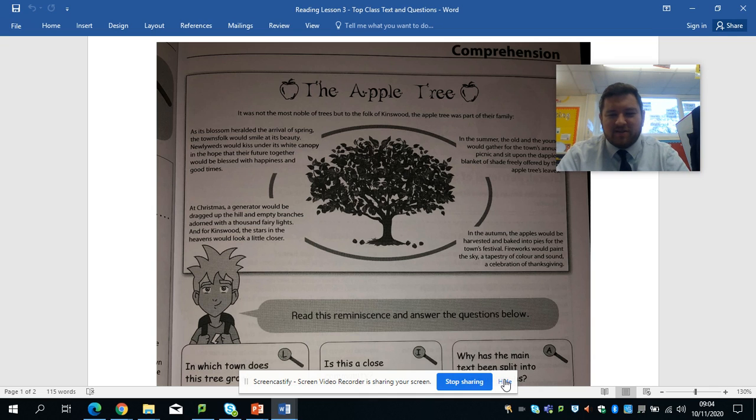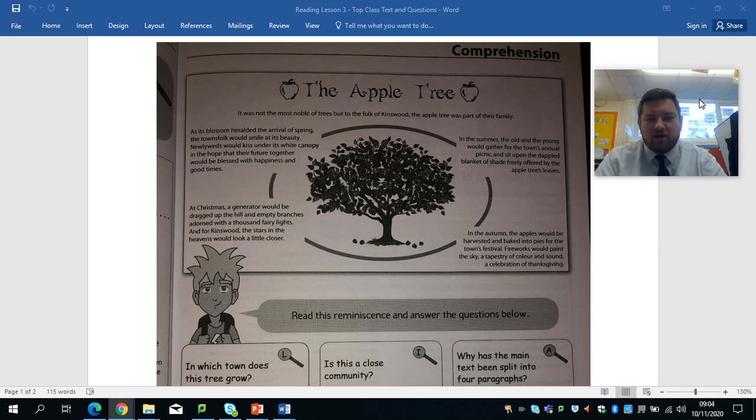So, Year 6, we're going to have a look at our reading lesson for the day. Today's reading lesson is the application lesson. So you've done an orientation, you've done some SATs practice style questions, and today you're going to apply all the skills you've been practicing over the last couple of days to a new text. Our text today is called The Apple Tree.